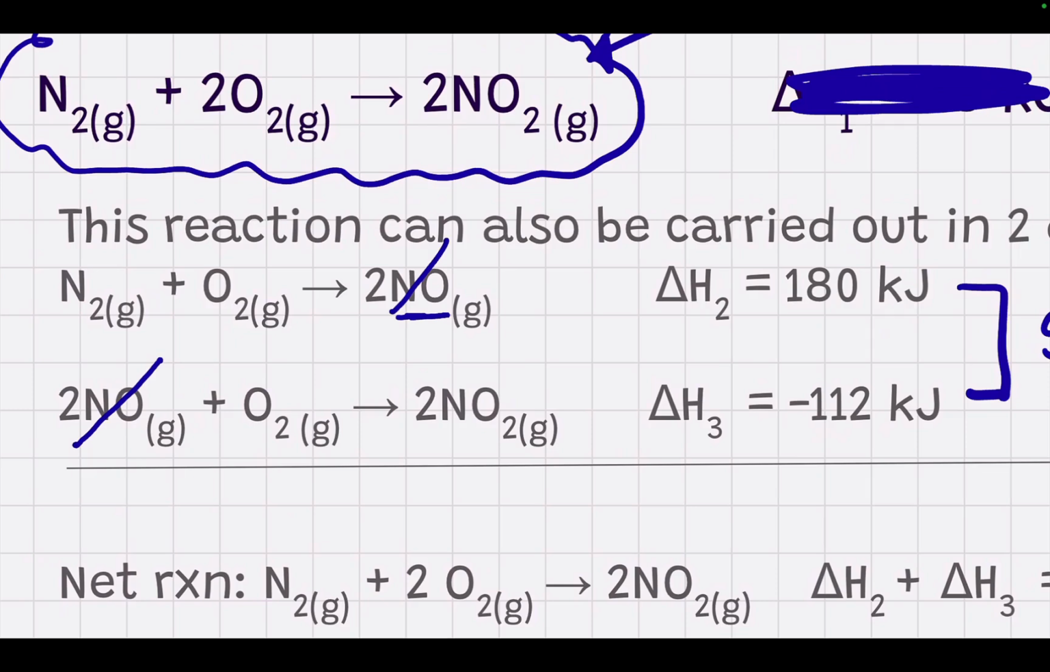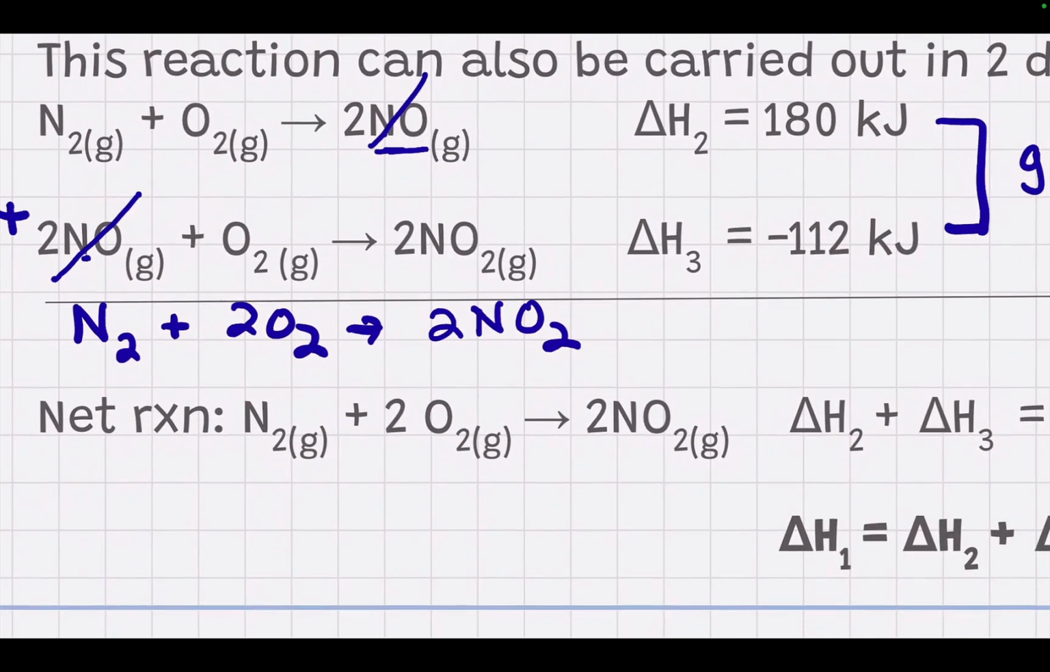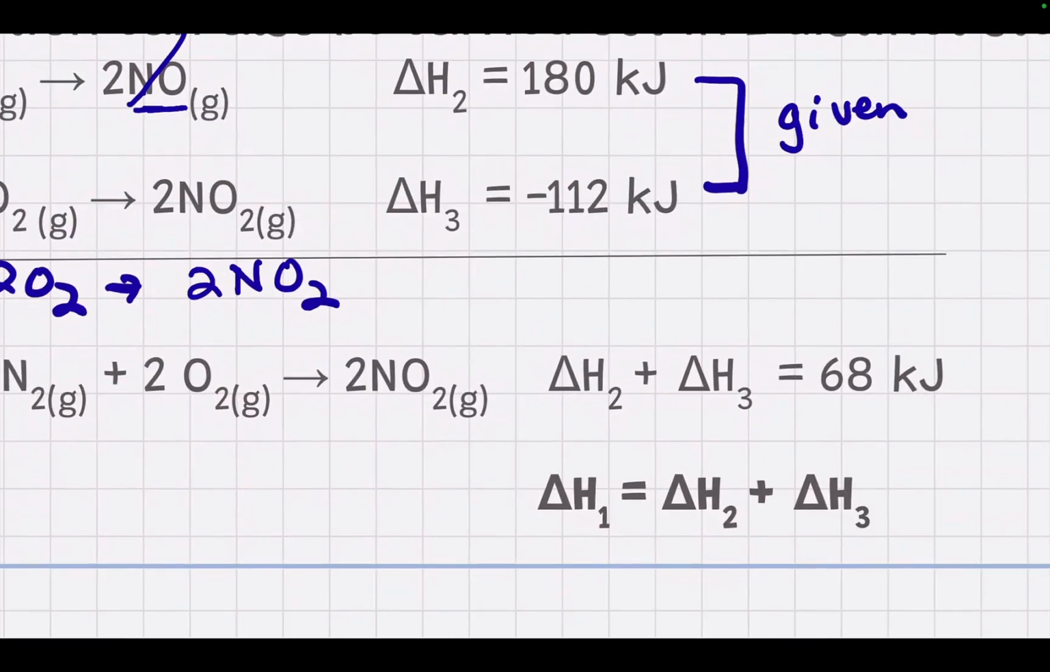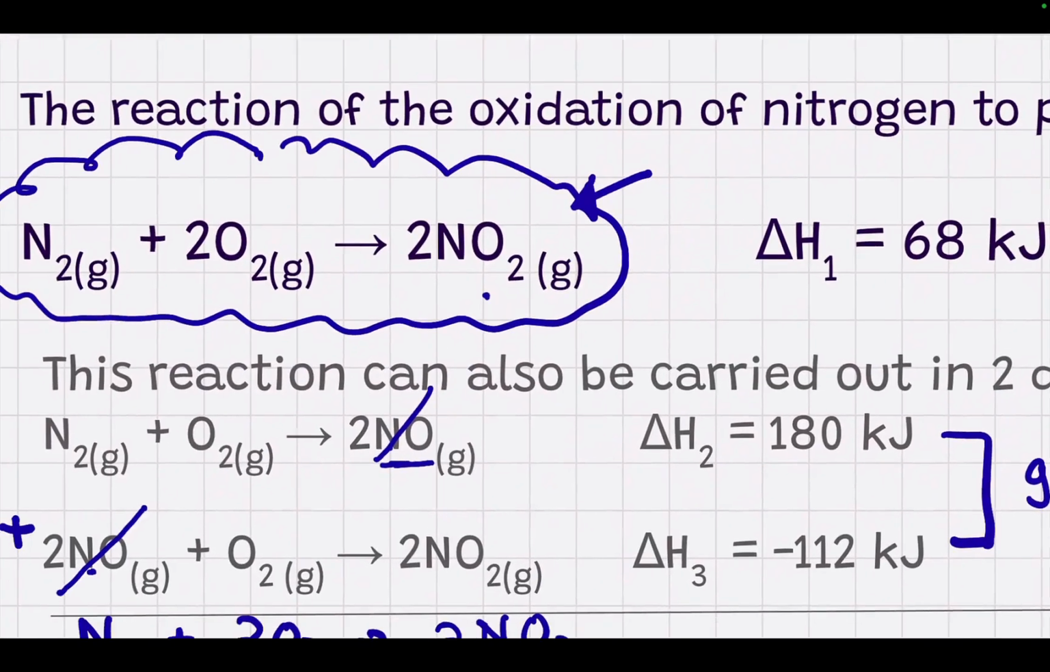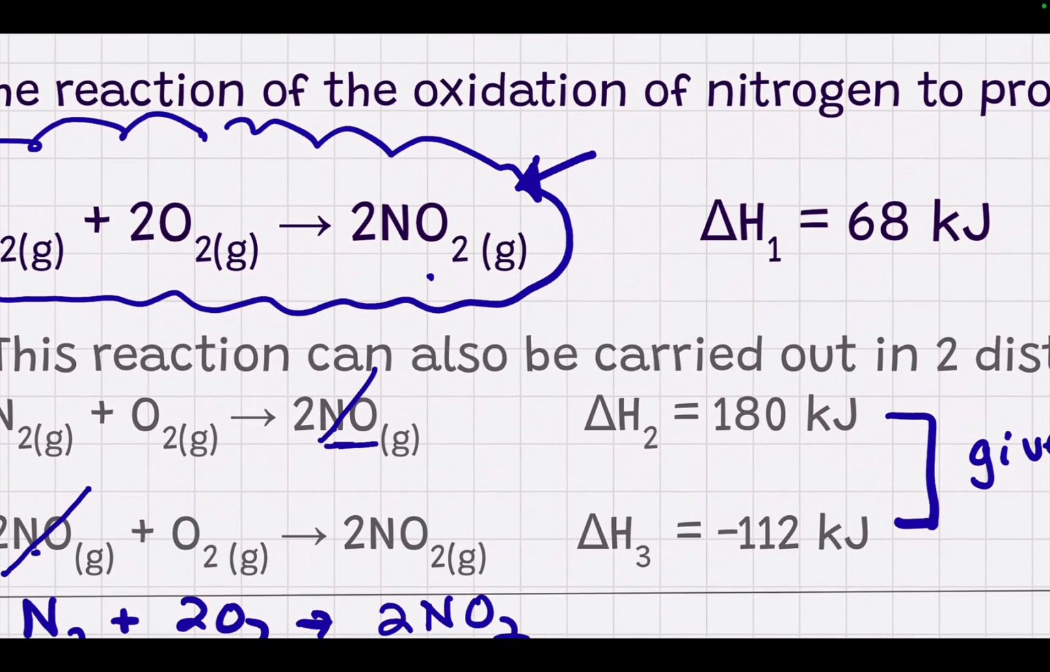So I can cross out the nitrogen monoxide because it's made and then it's used up right away. And then I can add what's left together essentially. And this gives me, if I did it correctly, I should always get the same reaction as my target reaction. And then I can add my delta H's together. For me, I end up getting positive 68. So that tells me that the reaction, without doing calorimetry, is going to absorb 68 kilojoules.